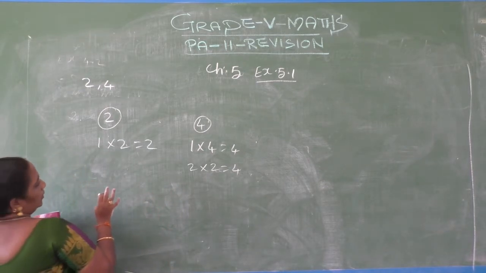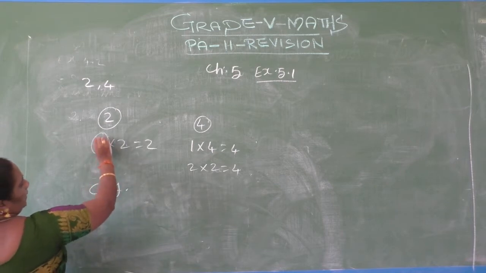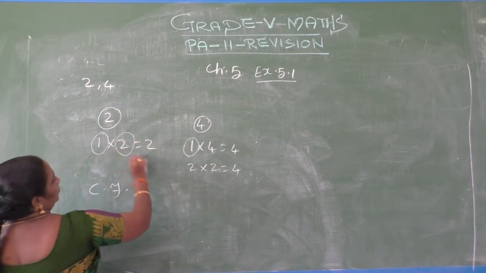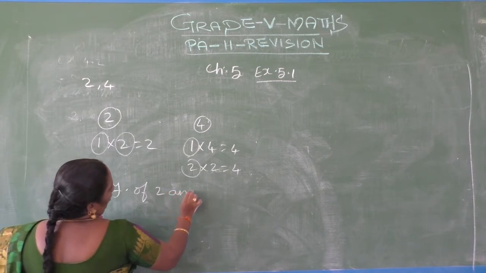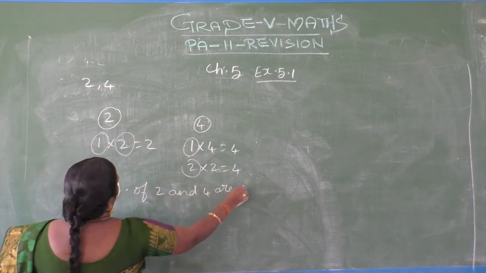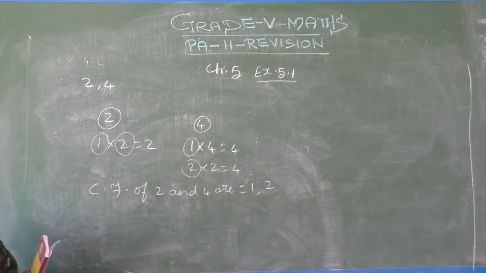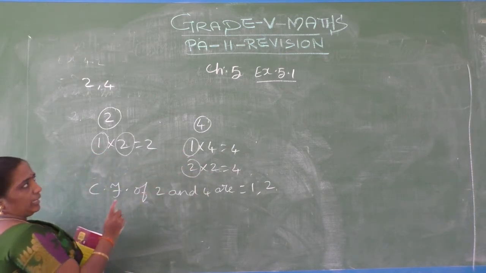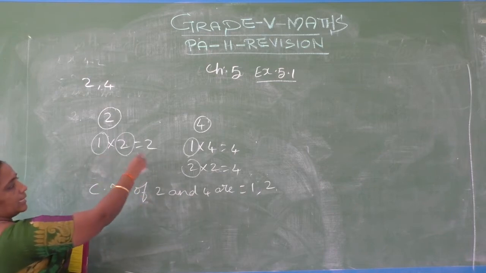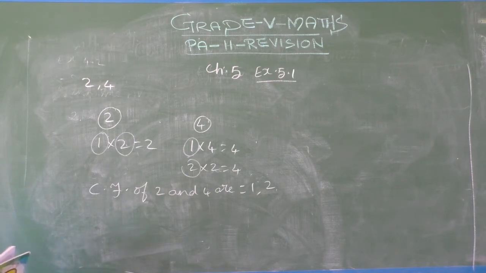Now, we have to write the common factors. What are the common factors? 1, 1. Then 2, 2. So the common factors of 2 and 4 are 1 and 2. How do we find the common factors? First you have to find the factors of 2, then the factors of 4, then compare the factors, circle the common numbers and write the common factors of both numbers. Do you understand? Right.